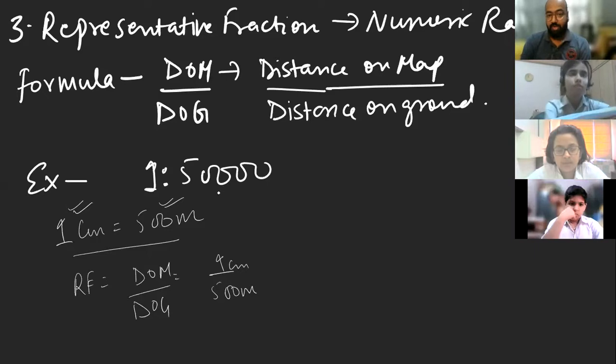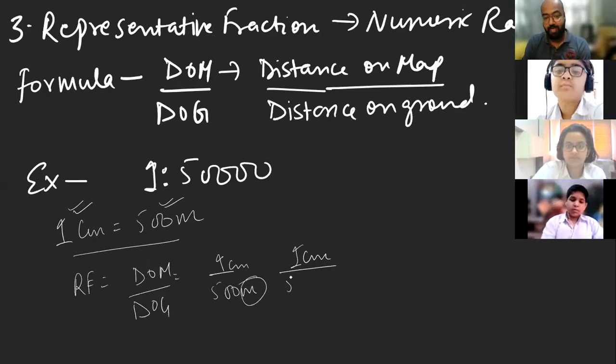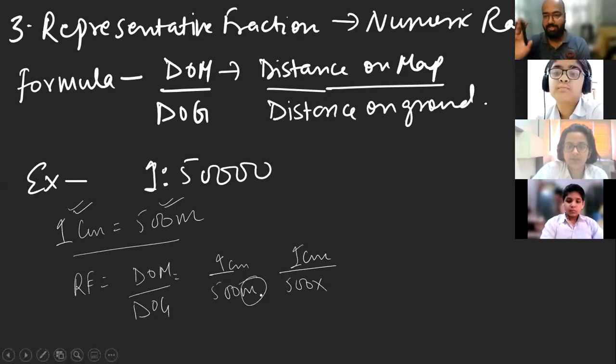As we have to convert it into a ratio, into a fraction, we are going to convert the bigger unit into the smaller unit. The bigger unit here is meter, 500 meters. So 1 centimeter remains the same, and 500 will be multiplied by 10, 10,000 centimeters. Just a second.